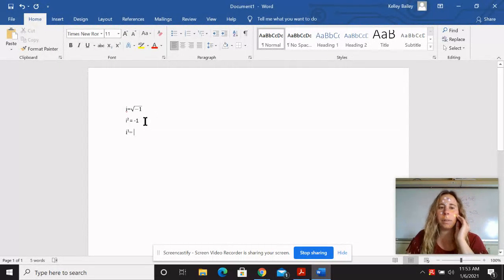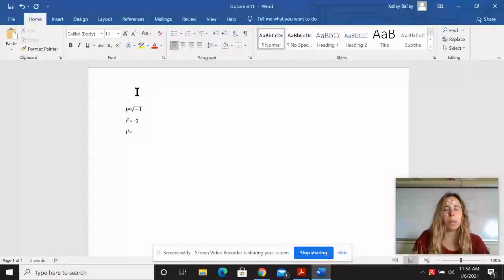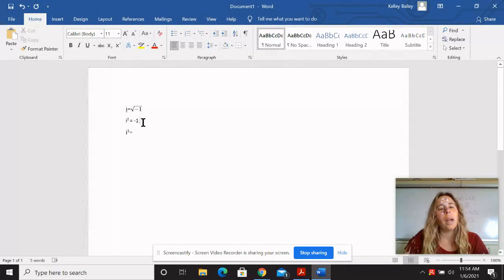Okay. So I equals the square root of -1. I squared equals -1. So then to find I cubed, you're just going to multiply by another I. So I squared equals -1. To find I cubed, we have to multiply by another I. So we'll multiply it by, let's just multiply by I. All right, so times I.